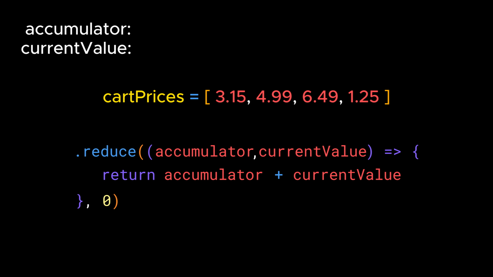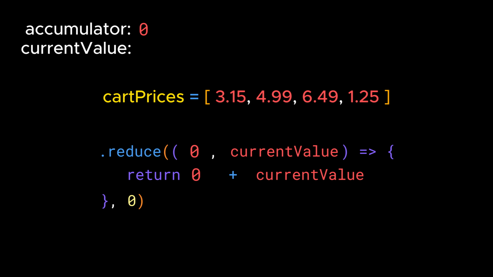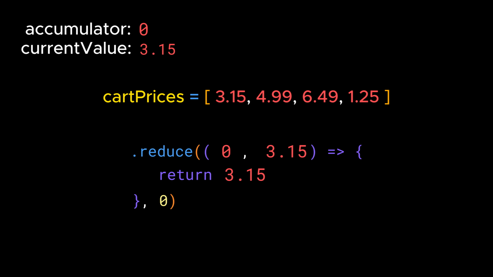This still might be a bit tricky to grasp, so let's zoom in on each step. On the first iteration, the accumulator starts at 0. When the callback function processes the first item's price, it adds it to the accumulator, which now holds the total of the first item.